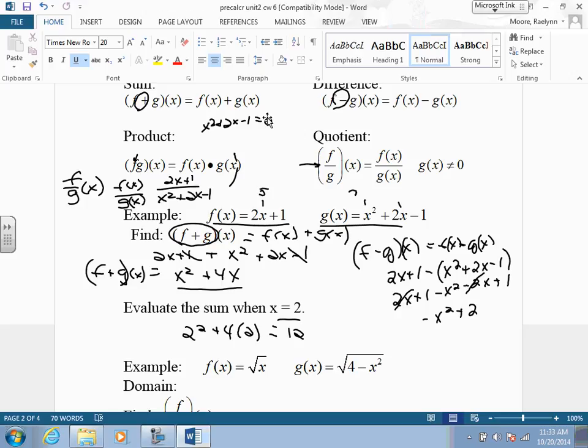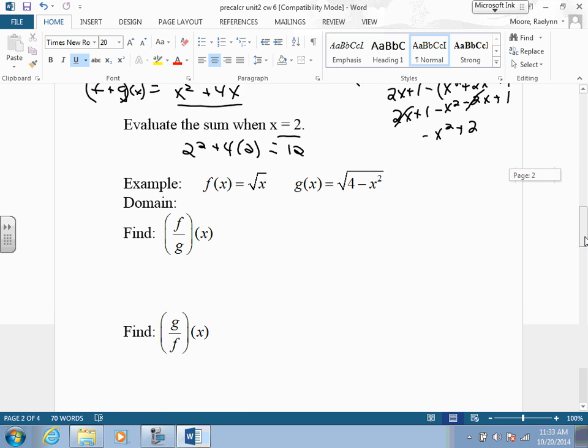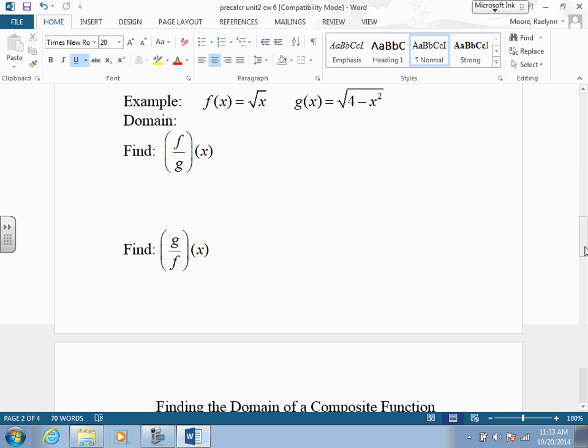But this one's a little bit more involved because this one has two radicals to start with. So I have to look at my domain for those two radicals. We know under a radical cannot be negative. So just to find my domain, I say x greater than or equal to 0.